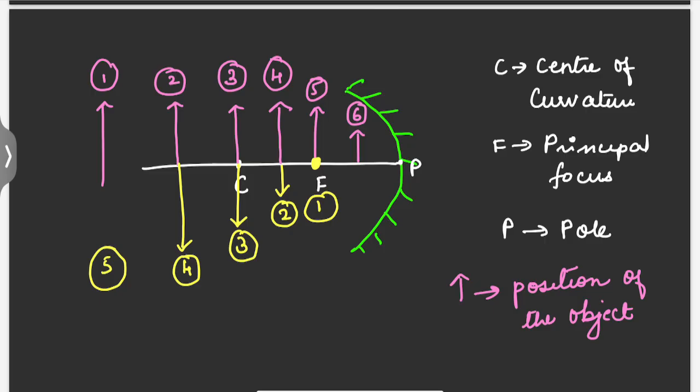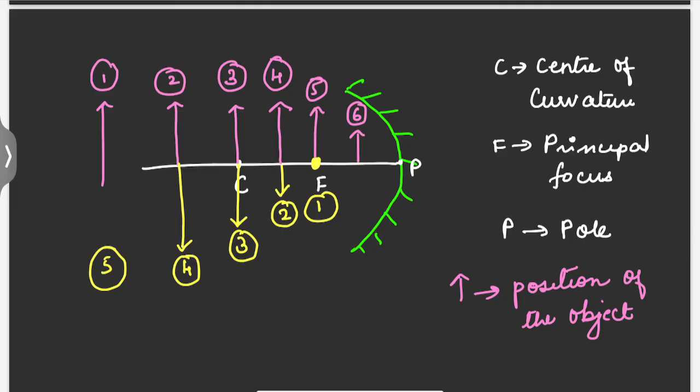And the sixth one is a special ray diagram. So here in the sixth one, the image will be formed behind the mirror. So this is the mirror. Behind the mirror, somewhere here, the image will be formed. So you have to remember it in this way.